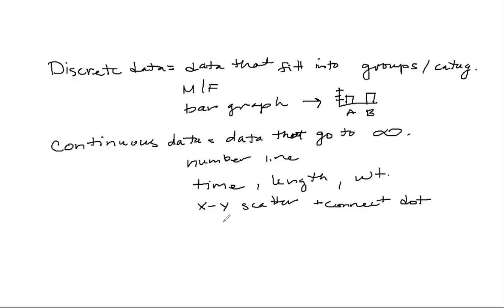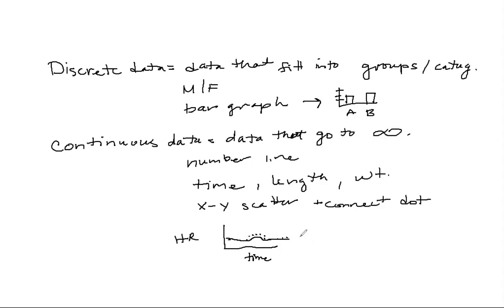This is what an XY scatter plot looks like. So let's say this is heart rate versus time. Then here's your heart rate, you start exercising, and then you come back down, right? And usually we connect the dots to make some type of a line graph.